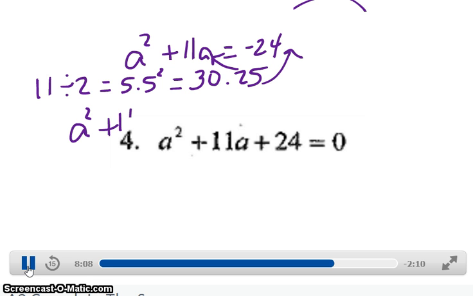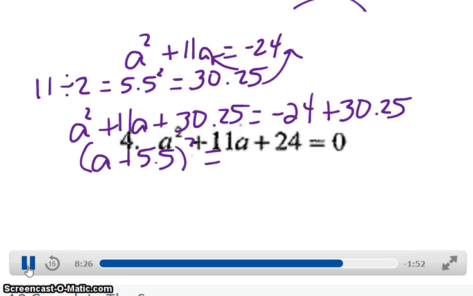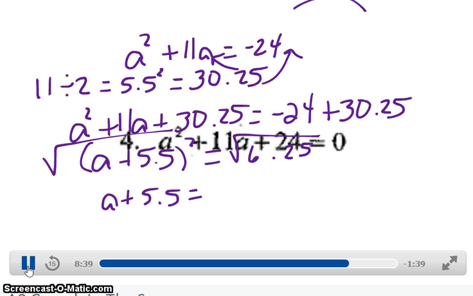A squared plus 11a plus 30.25 equals negative 24 plus 30.25. Rewrite a plus 5.5 quantity squared is equal to 6.25. Square root, a plus 5.5 is equal to 2.5, I think, plus or minus.